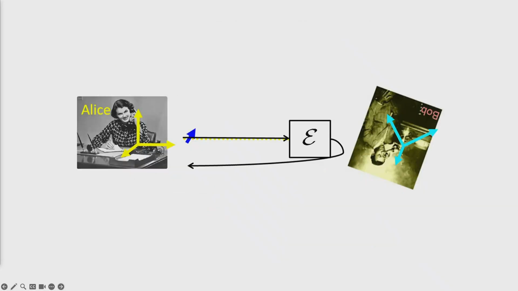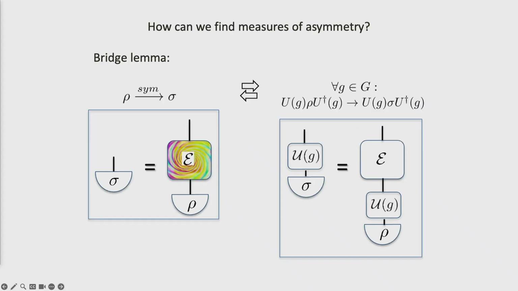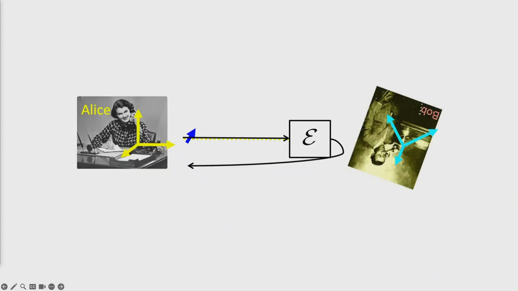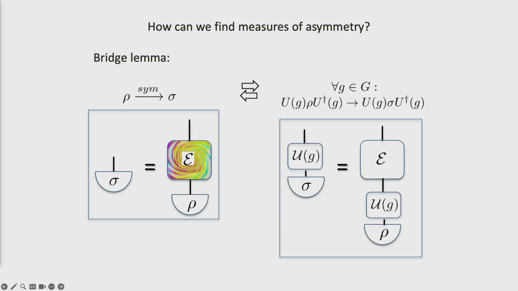So here's, if you want to know why this if and only if is true, this is where the intuitions about reference frames come in. I could give you a simple mathematical proof. It's not hard to see that it's true just with some algebra. But here's the intuition behind it, which is that these two problems here, rho goes to sigma under symmetric operations, and this one, are just two perspectives on the same problem.